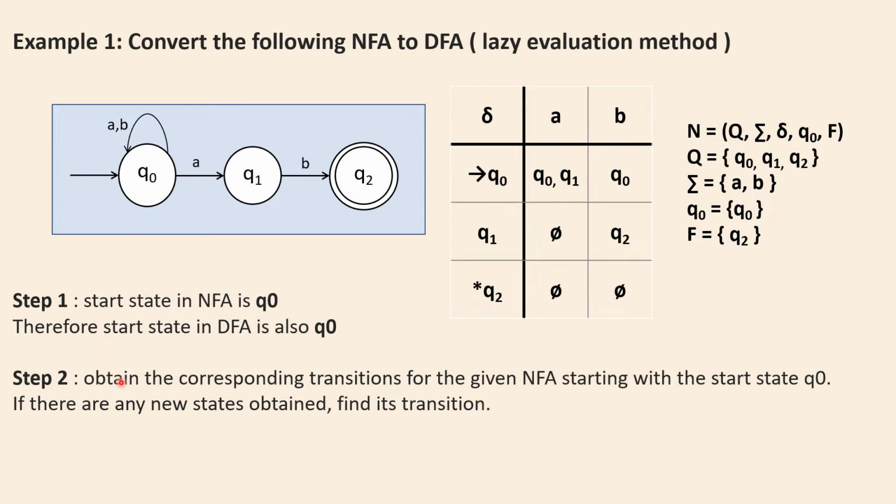The second step is to obtain the corresponding transitions for the given NFA starting with Q0. We will start with Q0 because Q0 is the start state, and whenever we find any new state, we will do the transitions for the new state. So let us continue with the second step. This is the transition table we have for the given NFA.